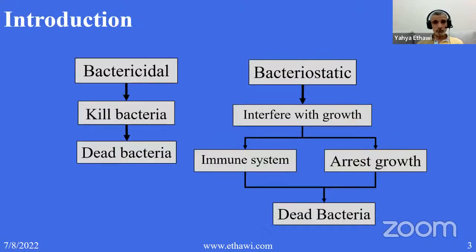So as you know, we have two types of antimicrobials. We have bactericidal and bacteriostatic. Both of them end in death of bugs. But the bactericidal kills the bacteria, while the bacteriostatic interfere with the growth, and that either arrest the growth or interfere with the immune system and lead to the ultimate goal, which is the killing of the bugs.